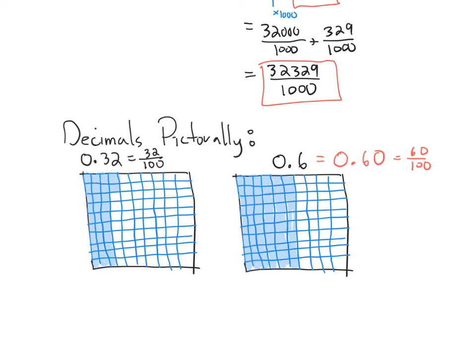This way it's really easy to compare what's bigger, which decimal is bigger. Well, they have the same denominator. We know how to compare fractions with the same denominator. It's which has the bigger numerator. And obviously, 60 hundredths is bigger than 32 hundredths. So maybe I'll just make that a little note.